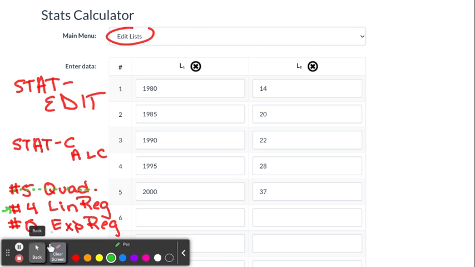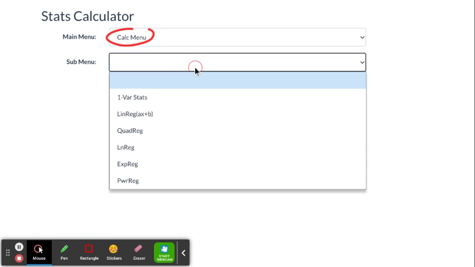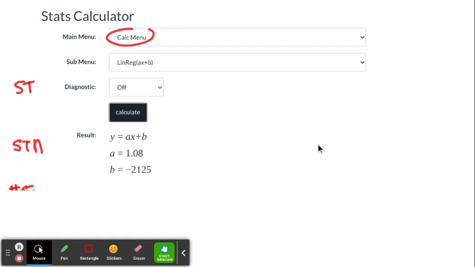Now, because I'm not using that, up here on the main menu, I'm going to go to Calc, and I'm going to choose this one. See, they have 1, 4, 5. It's pretty much the same thing, just a touch different. So now here's my equation. The A goes in here, and the B goes in here.